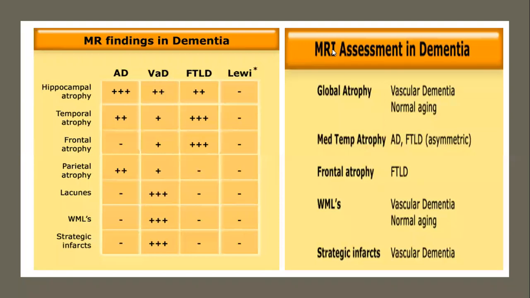When we see global atrophy, we should go with either vascular dementia or normal aging according to Fazekas' scale. When we see medial temporal lobe atrophy, we should go either with Alzheimer's disease or frontotemporal lobe dementia. When we see frontal atrophy, we should go with frontotemporal lobe dementia. When we see white matter lesions, we should go with vascular dementia or normal aging. When we see a strategic infarct, this is vascular dementia.